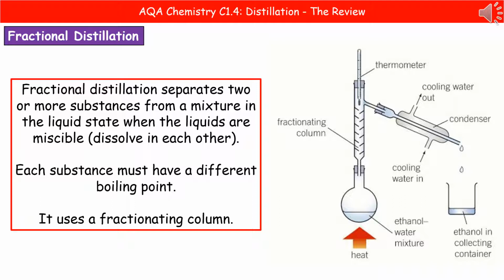So what actually happens as we heat it, ethanol is going to turn to a gas first. It's going to rise up through the fractionating column and then pass down the condenser, where it's going to change to a liquid which we can collect in the container at the end. Because water's got a higher boiling point, it's still going to be remaining as a liquid at that point in time. So it only works if it's got a different boiling point to the other liquid it's mixed with.